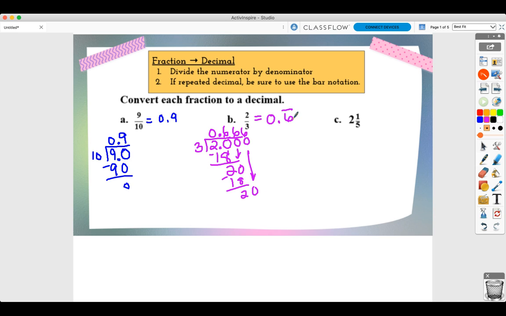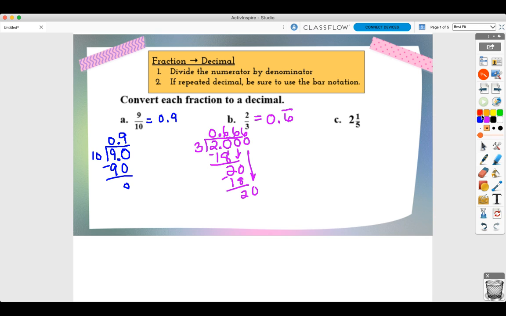You don't need to write more than one 6. The only thing that's repeating is 6, and this trend is going to happen over and over and over again with getting 20 and the 6 up there. So that is your decimal from fraction for 2 over 3.